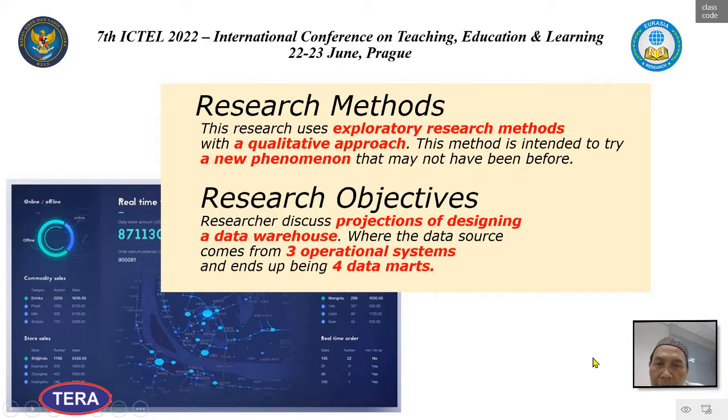And research methods: this research uses an exploratory research method with a qualitative approach. The research objective is to discuss the projection of designing a data warehouse where the data sources come from three operational systems and end up being four data marts.